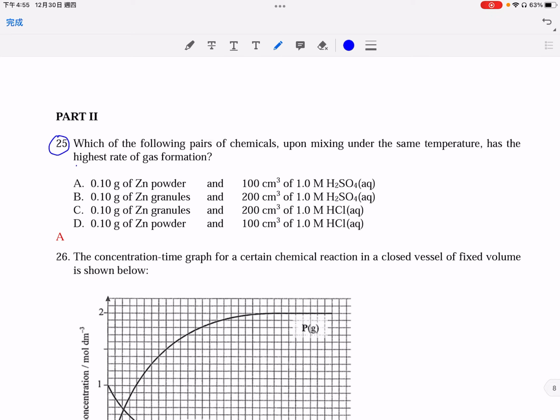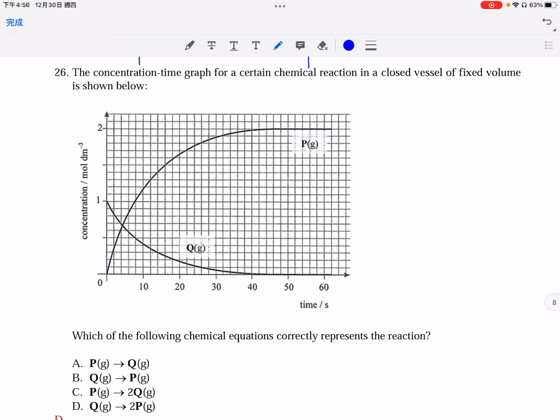Question number 25. Highest rate of gas formation. Make sure you know that for solid reactant, a larger surface area can increase the rate of reaction. So if the zinc has the powdered form, then the rate is higher. For solutions, make sure you know that a higher concentration can increase the rate of reaction. Right here, you need to observe that sulfuric acid is a dibasic acid. Therefore, 1.0 M H2SO4 actually contains 2.0 M H+ ions. Therefore, the answer is A.